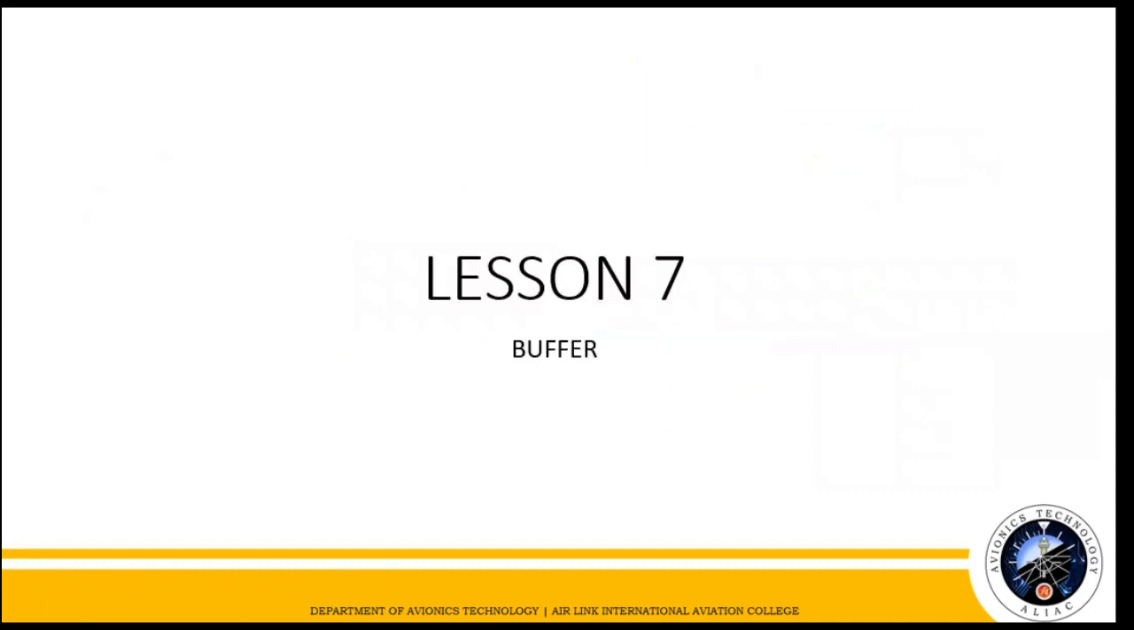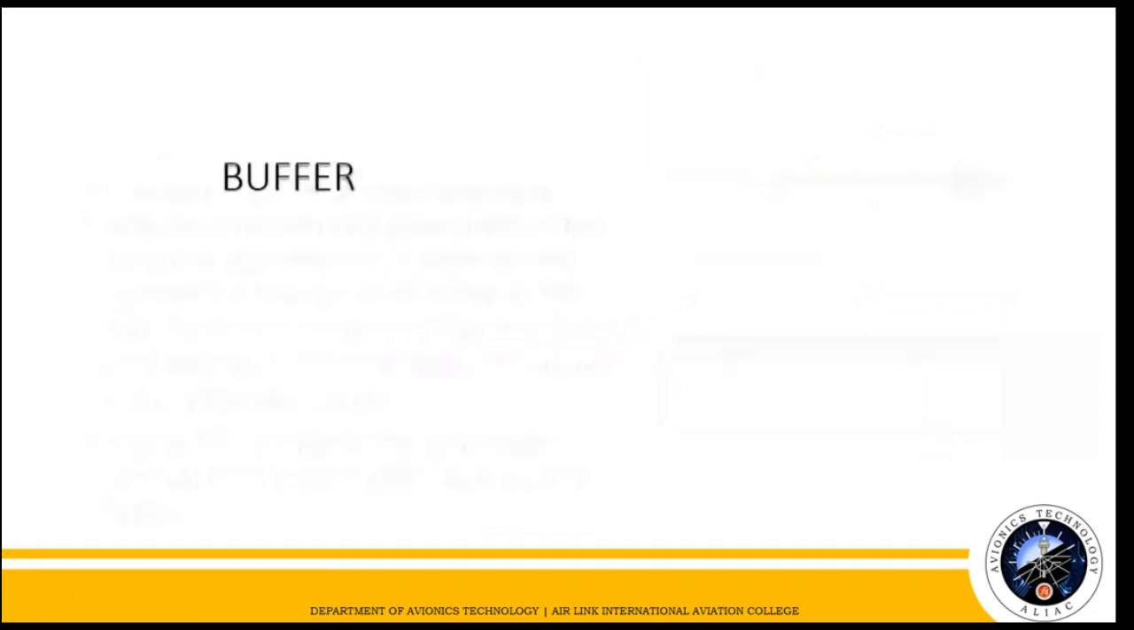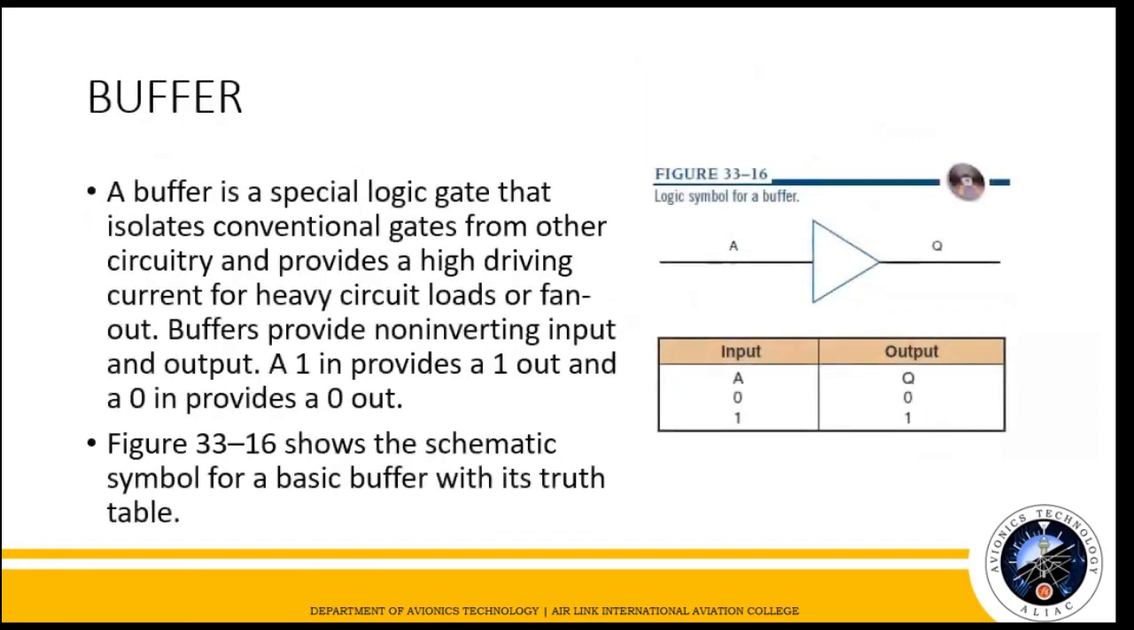And then simply, we have a buffer. So a buffer is a special logic gate that isolates conventional gate from other circuitry and provides high driving current for heavy circuit loads or panel. So buffers provides non-inverting input and output. So A1 or high and provides a 1 out, and a 0 and provides a 0 out. So simply dumaan lang yung circuit mo or yung pinaka-circuitry.